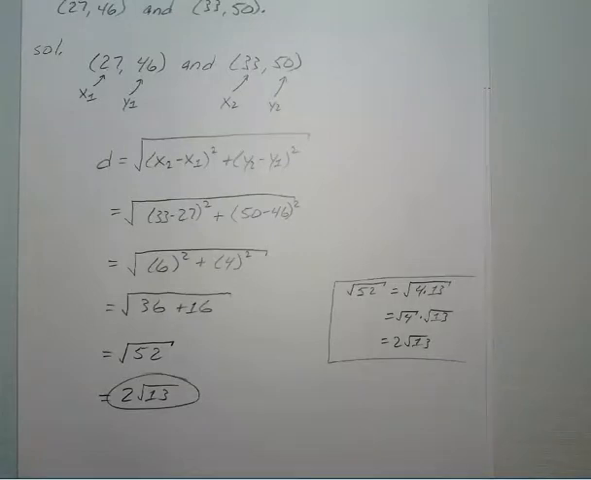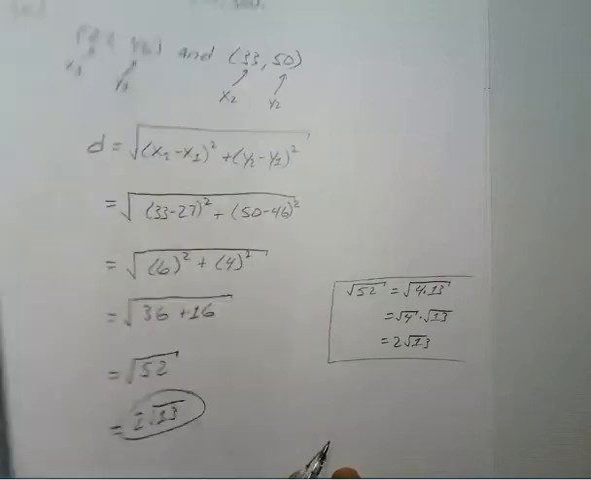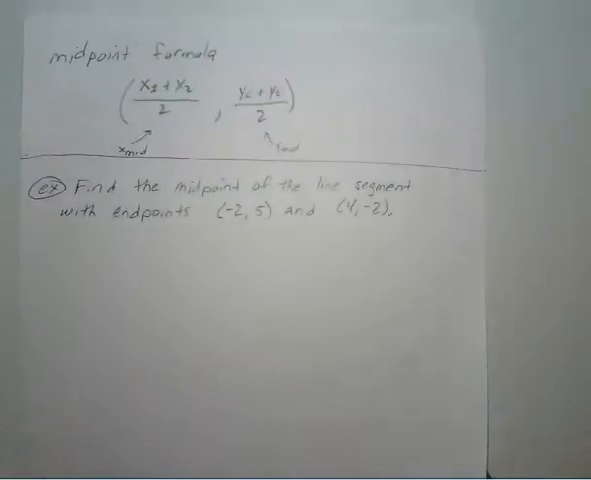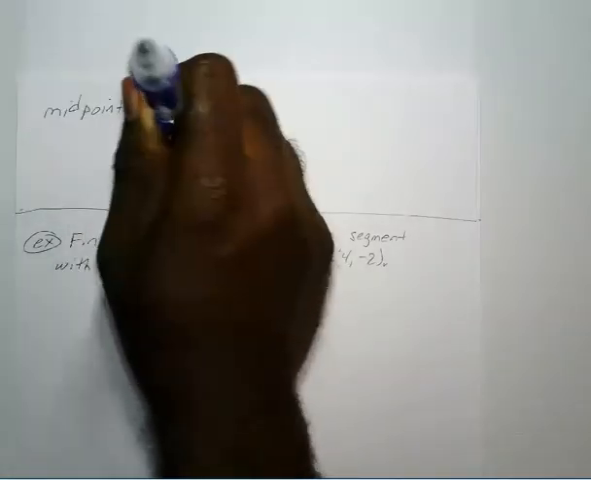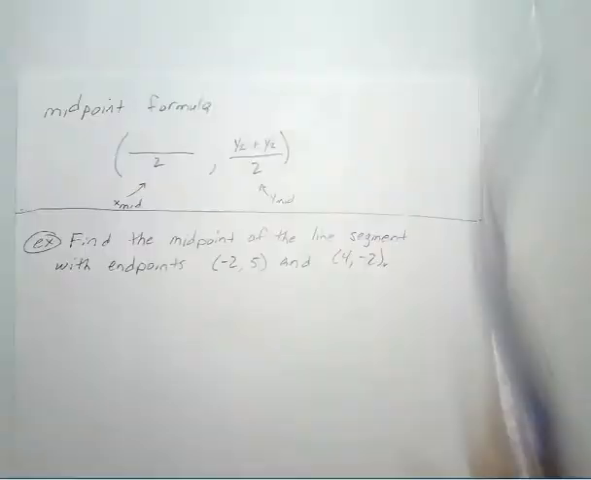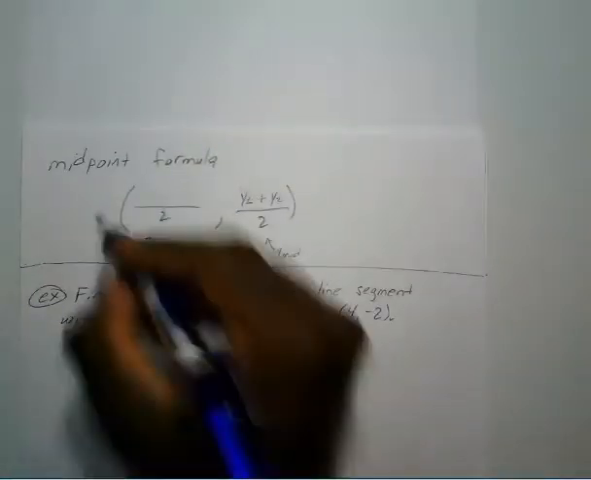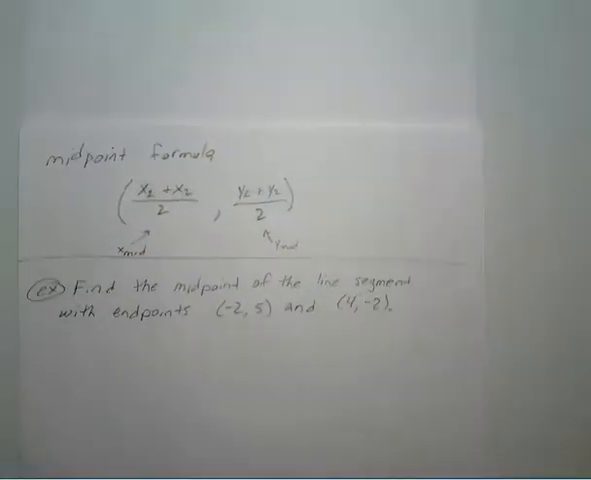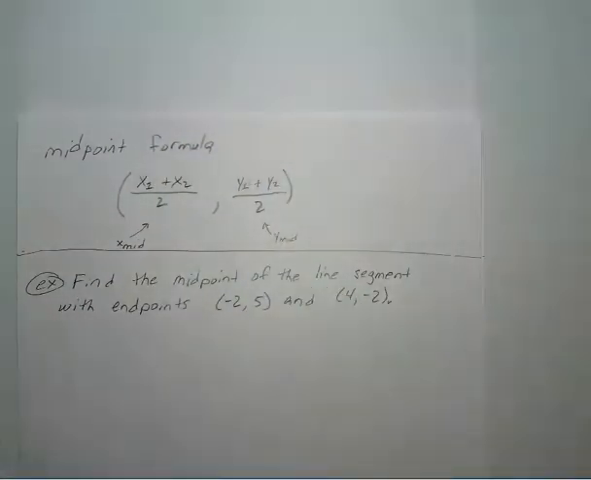Once again, if you're still writing, please feel free to press pause. But we're going to go ahead to our next example, which involves the midpoint formula. Now the midpoint formula: that's (x1 plus x2) divided by 2, and (y1 plus y2) divided by 2.